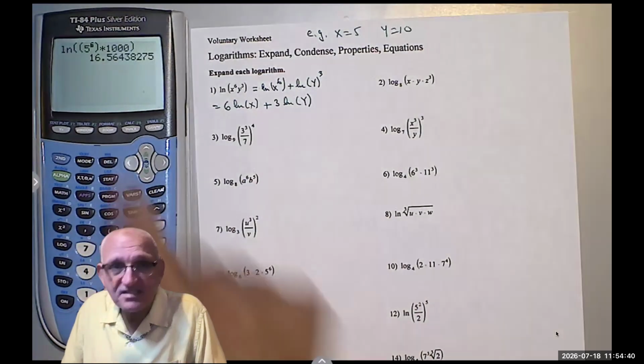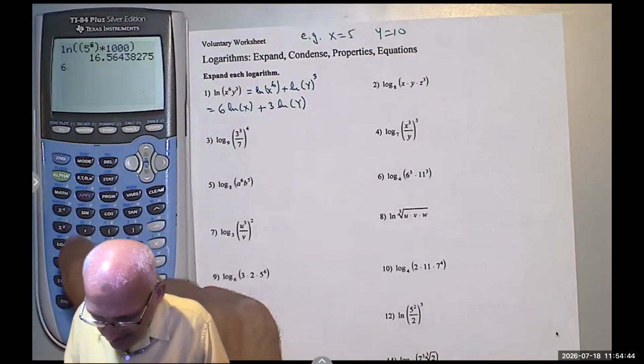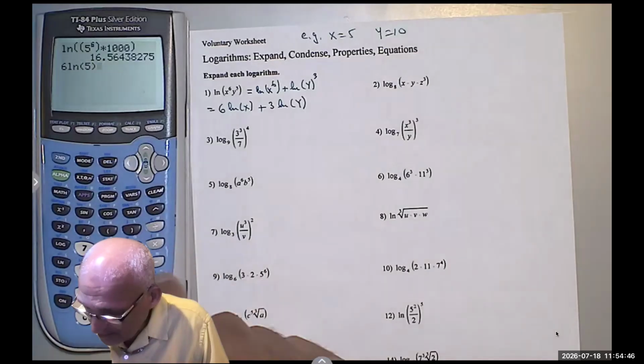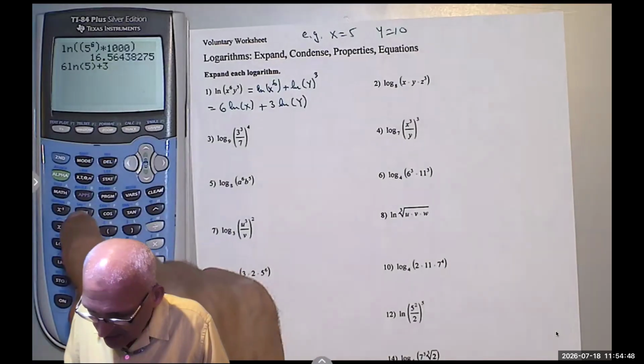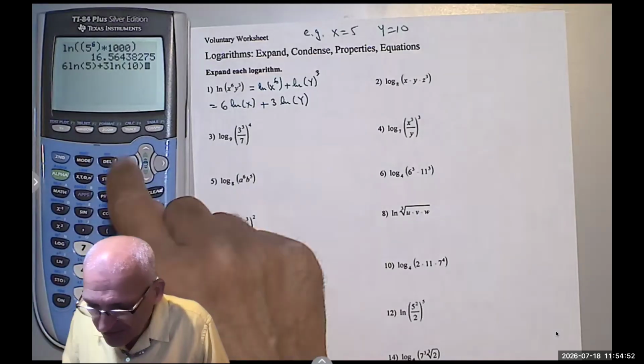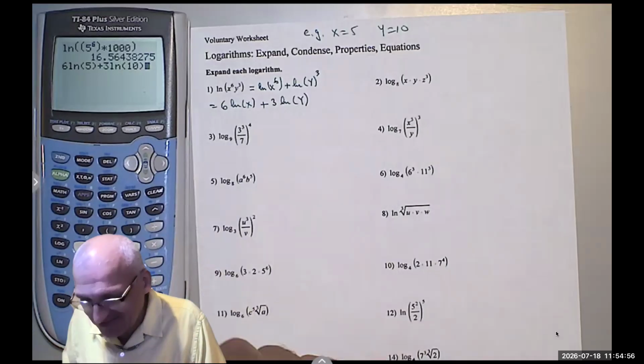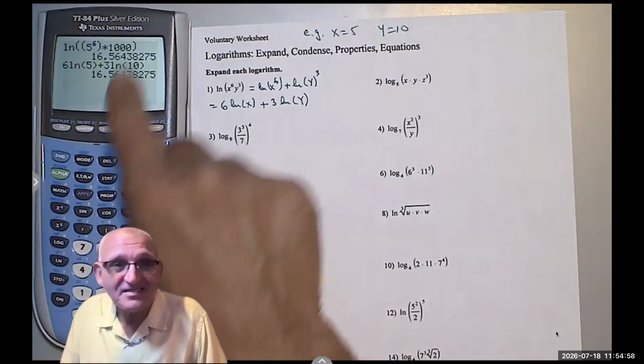What do I get? 16.56. Now let's look at that. 6 natural log of 5 plus 3 natural log of 10. Oh, that's L. I thought I wrote 31. 3 natural log of 10. I get the same exact number.